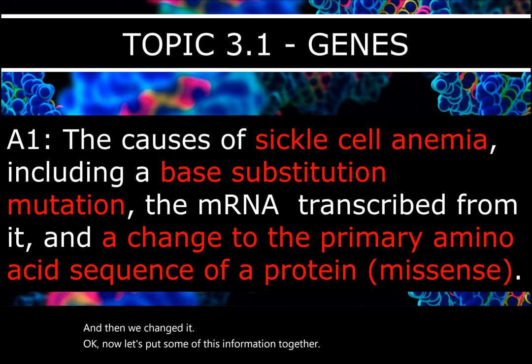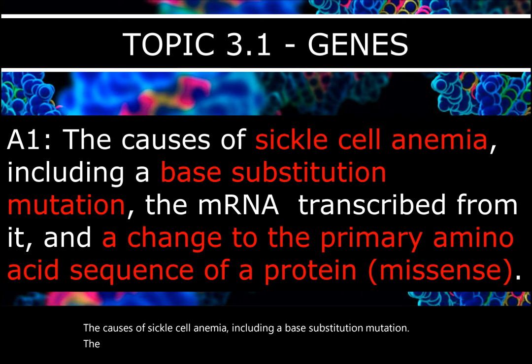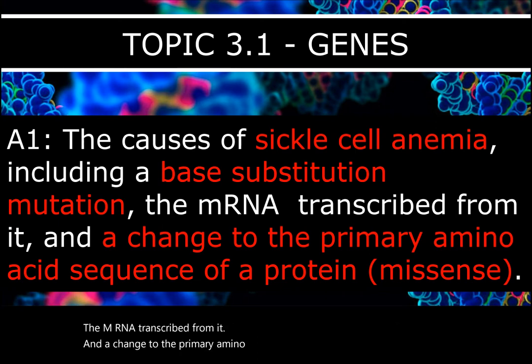Application number 1. The causes of sickle cell anemia, including a base substitution mutation, the mRNA transcribed from it, and a change to the primary amino acid sequence of a protein, and that's a missense mutation.